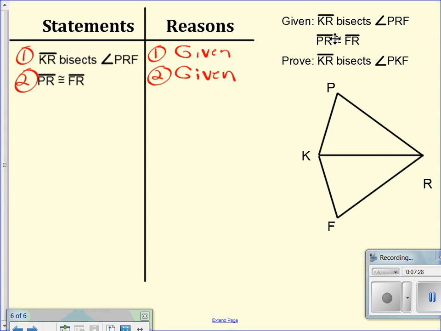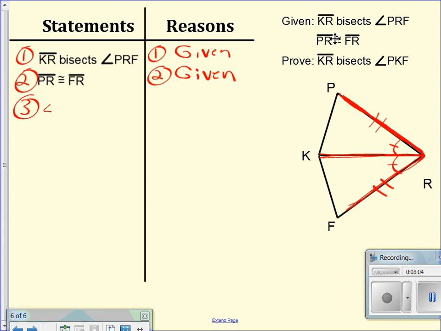Okay, PR and FR, I see that. Okay, got those as being congruent. Next thing I say is KR bisects PRF. KR is this line right here. Angle PRF, I can trace it, goes from here to here to here. So I'm saying that angle there is being bisected. And because we're all awesome geometry students and we know what bisect means, it's going to mean that this half equals that half. All right? But I didn't state that yet. So that's what I need to state here.